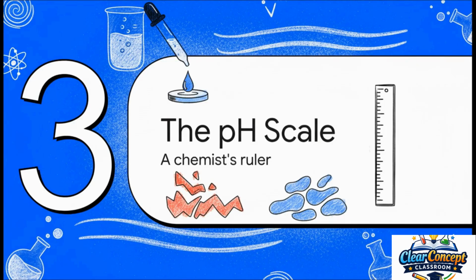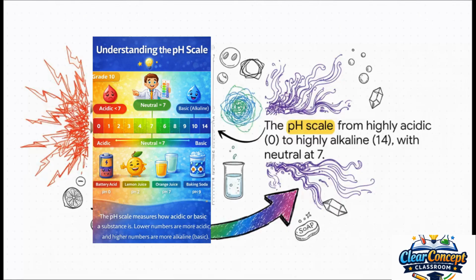Okay, so if we've got this whole range of strengths, how in the world do we measure it? Well, for that, chemists have a really elegant tool, the pH scale. The pH scale is our go-to ruler, and it runs from 0 all the way to 14. Dead center, at pH 7, you've got perfect neutrality. Think pure water. As you go down towards 0, things get way more acidic, and as you go up towards 14, they get more and more alkaline, or basic. And get this, it's a logarithmic scale, which means every single step is a 10-fold change in acidity.